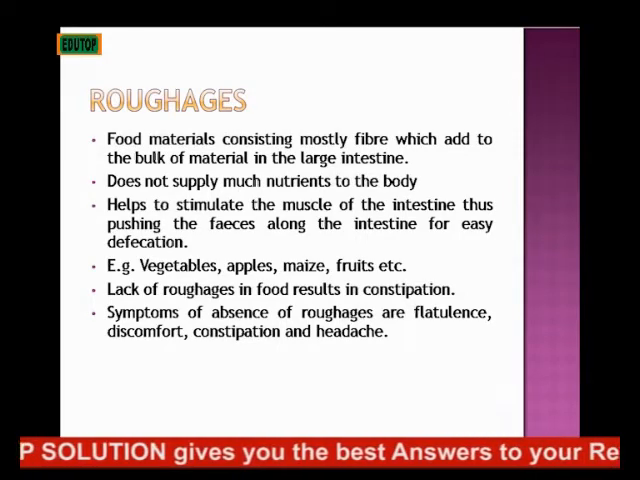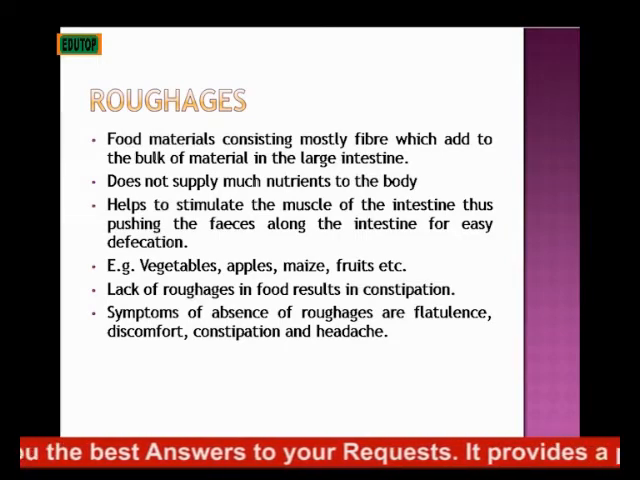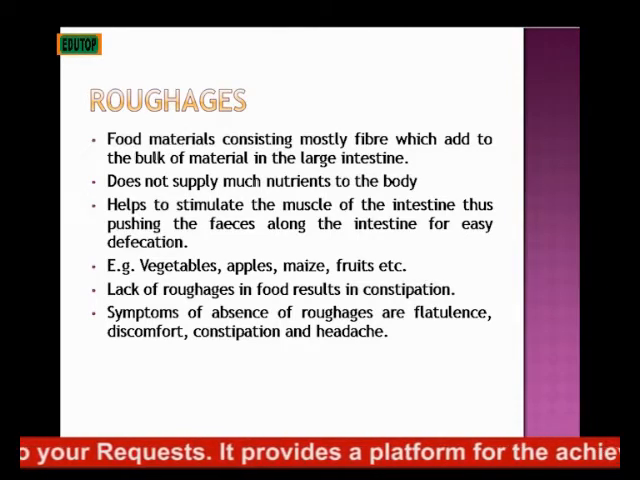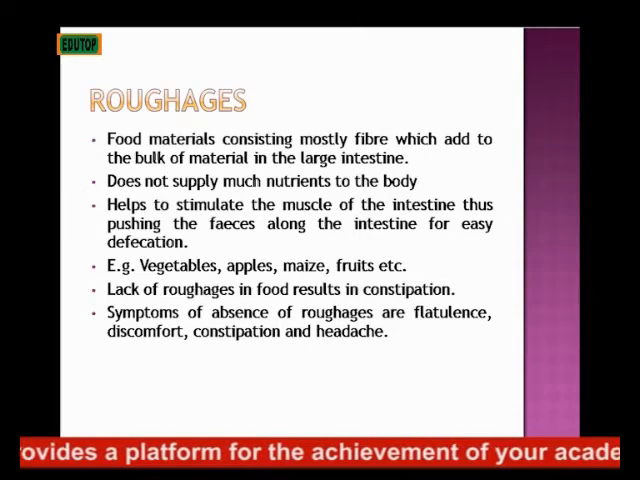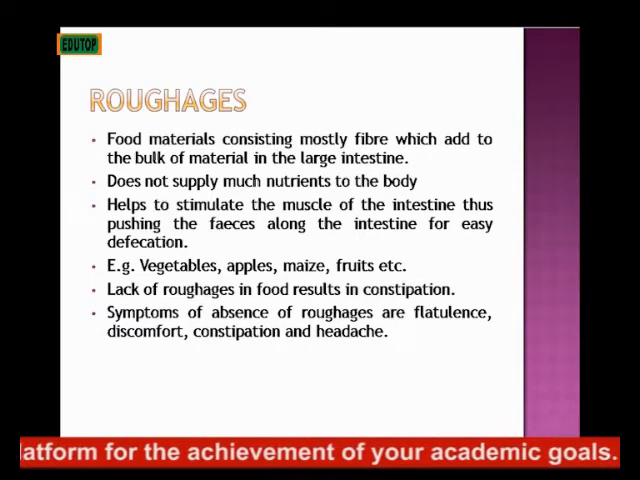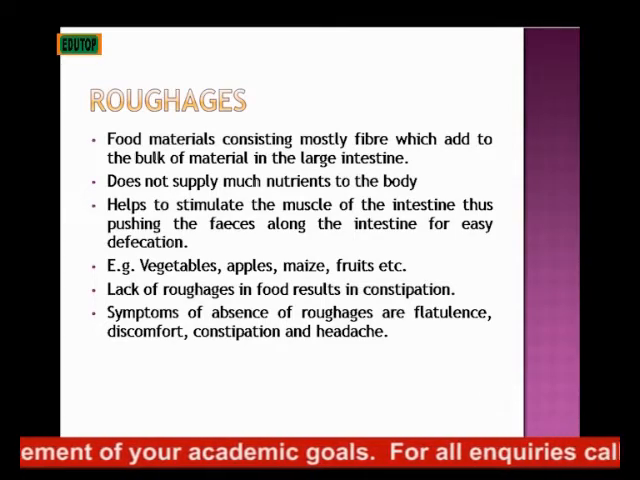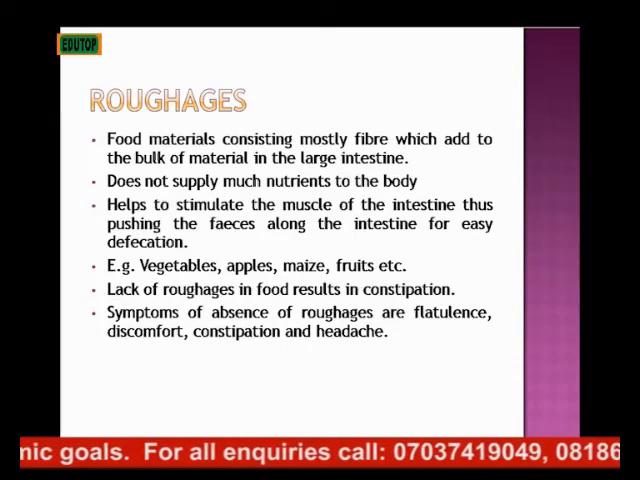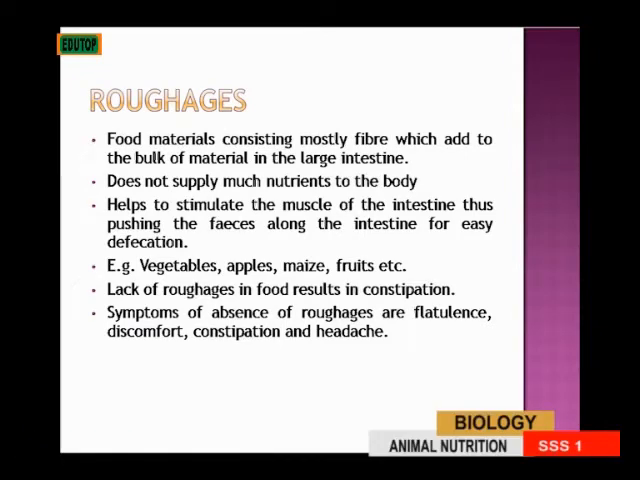An example of roughages, we have vegetables, we have apples, we have maize, and fruits generally. They are roughages that help in the removal of waste from the body. Lack of roughages in food will result in constipation, that is, the food will not digest properly and the person will be very, very uncomfortable. Symptoms of absence of roughages, I said earlier, constipation, discomfort, headache.